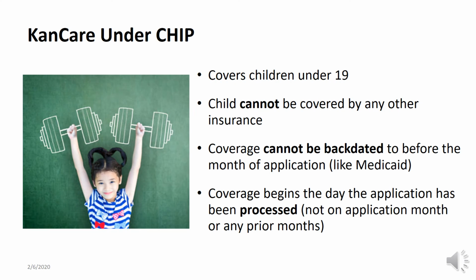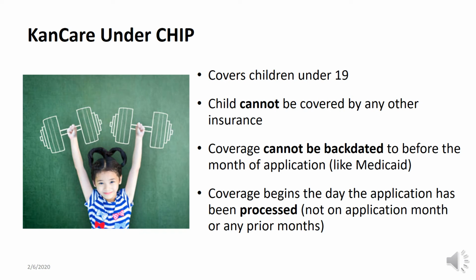KanCare under CHIP. CHIP is Children's Health Insurance Program. It covers children under 19 also. Again, they'll age out on the month of their birth date. I believe no matter what date their birthday is on in that month, they'll age out on the first day of that month. Child cannot be covered by any other health insurance and get CHIP. CHIP was actually created for children who weren't eligible under Medicaid and also who don't have other insurance. So a child who has other insurance is not eligible for CHIP.